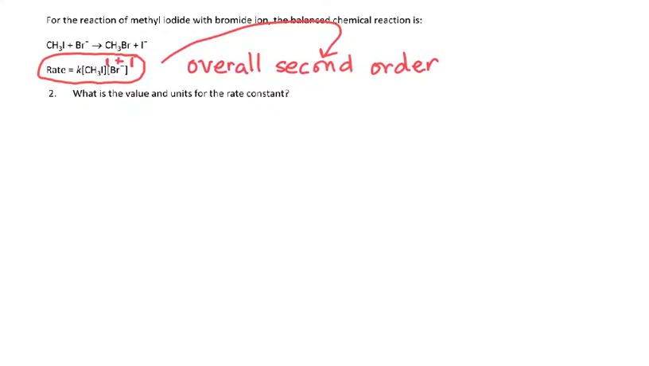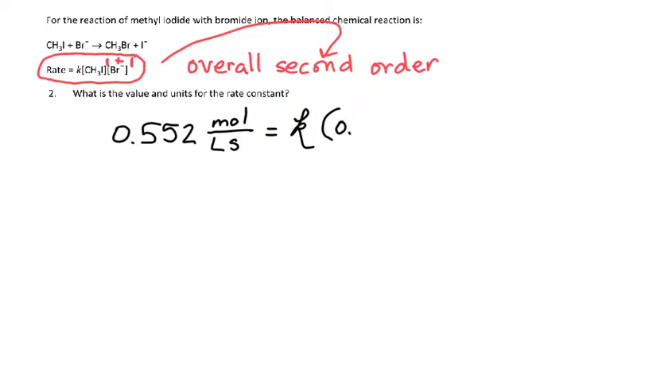So what we're going to do now is take the rate, and I'm just using experiment 1. You can use any of those experiments that you want to. The rate on experiment 1 was 0.552 moles per liter second, which is equal to the rate constant times the concentration, and again the concentration in experiment 1 was 0.56 moles per liter for the methyl iodide, and it was 0.56 moles per liter for the bromide ion.